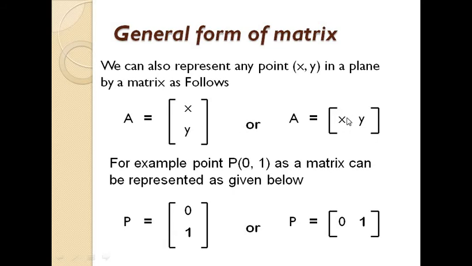So this is the x coordinate and this is the y coordinate. You can see the example. For example, if P is equal to (0, 1) is a point in your coordinate, then you can write P is equal to (0, 1) as a column or P is equal to (0, 1) as a row, like that.